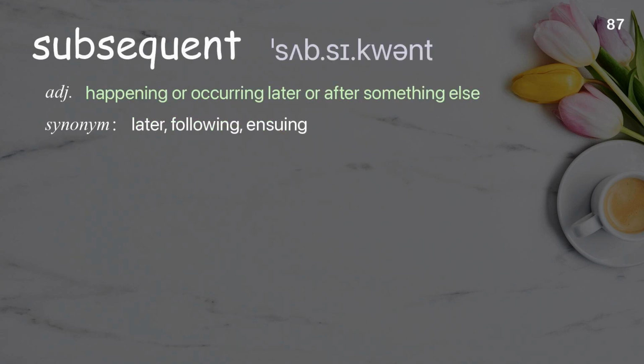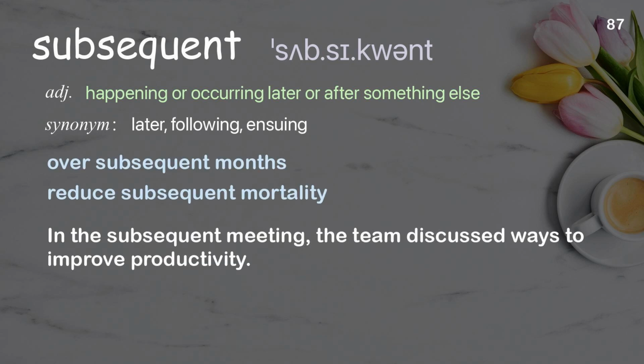Subsequent. Happening or occurring later or after something else. Examples: over subsequent months. Reduce subsequent mortality. In the subsequent meeting, the team discussed ways to improve productivity.